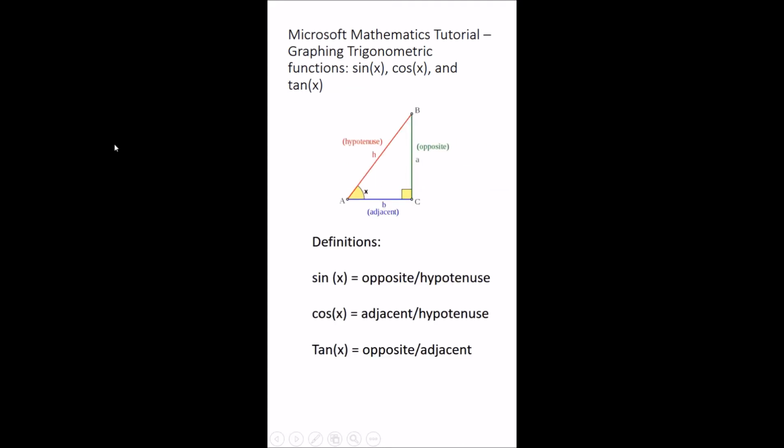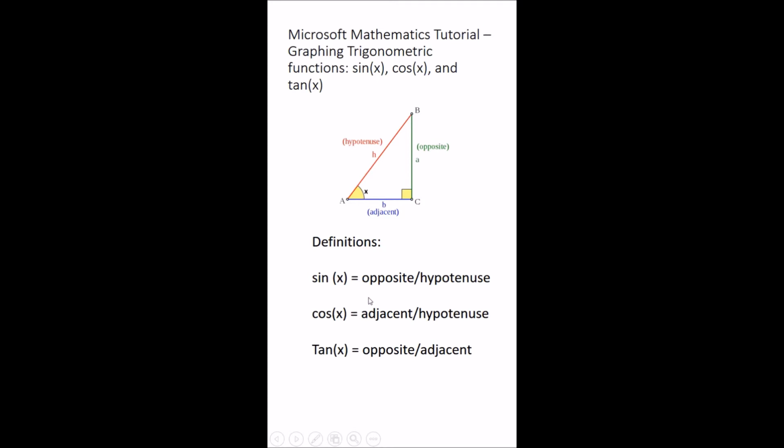So our basic definitions of the trigonometric functions all boil down to a right triangle. A right triangle has a 90-degree angle, and this is the angle of interest here, x. So the sine of x is defined as the opposite, which is this long side here, divided by the hypotenuse, which is opposite the right angle. Hypotenuse is always opposite the right angle. The opposite is opposite of the angle of interest.